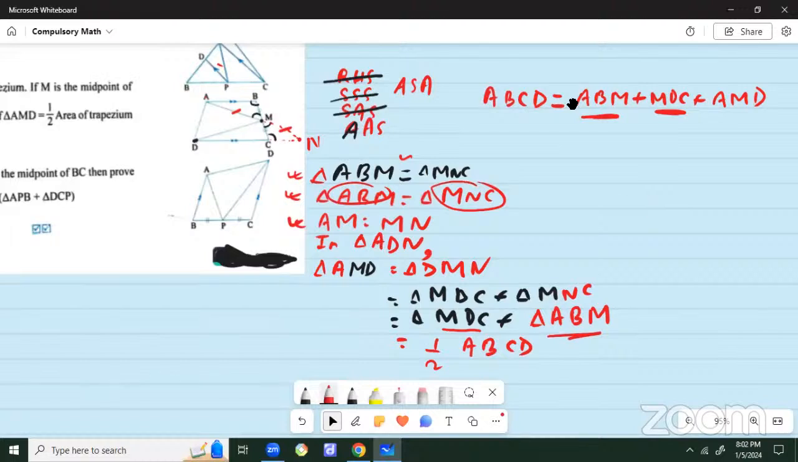Yes, sir. Because we have proved that AMD is equal to DMN, right? We have already proved that AMD and DMN are equal. Did we prove? So let's give the numbers 1, 2, 3, 4. Replacing one in another, we can prove this. Just think for one minute.